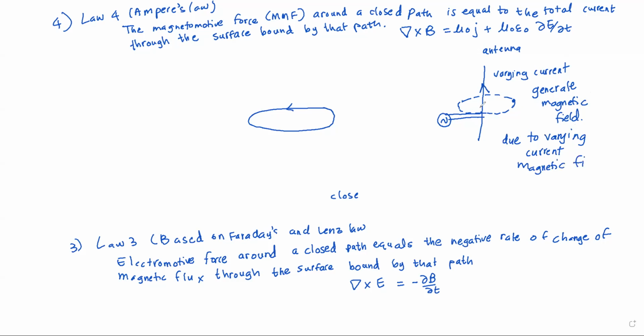Yeah, we are sending current up and down. Due to varying current, the magnetic field is also varying. Okay, so I will draw that in here. I will use the same scenario, right? We are varying the current in here, and then we are generating a varying magnetic field.